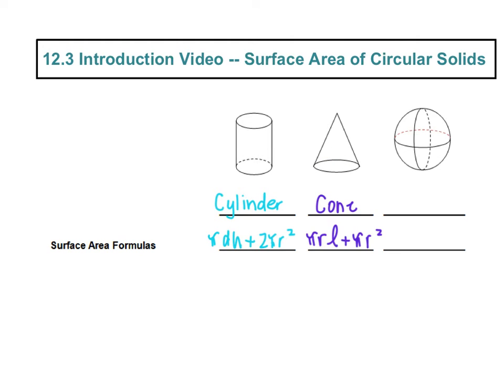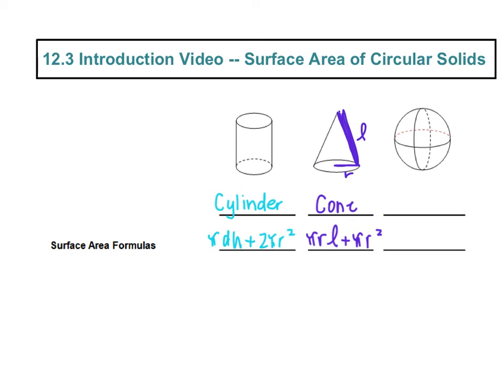So let me just label this a little bit. You know, we're using the radius, so the radius goes from the center of the circle out to the edge, so that's your radius. Remember, the slant height is going to go from the vertex or the tip of the cone down to the edge of the circle, just like in a pyramid. So that is our slant height.